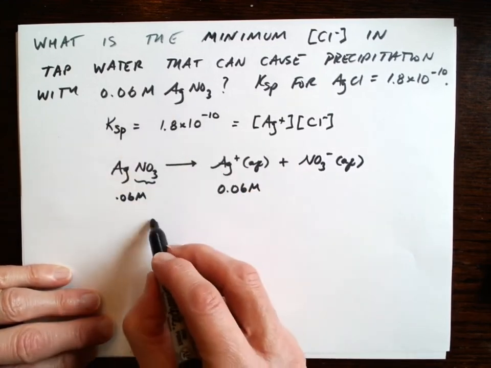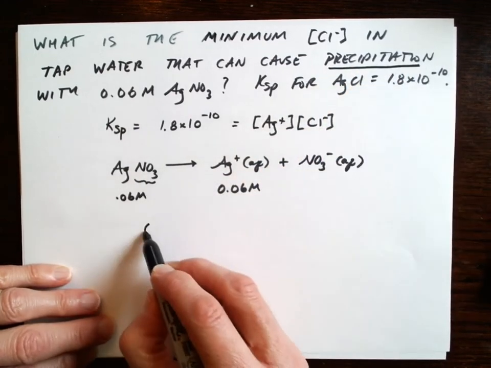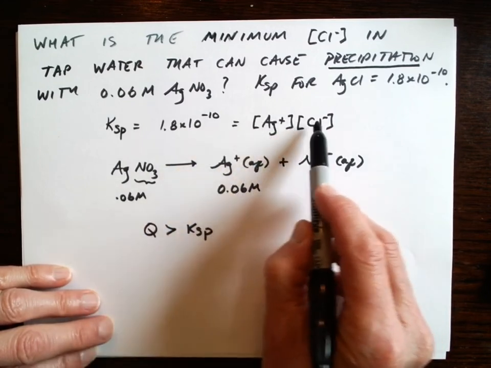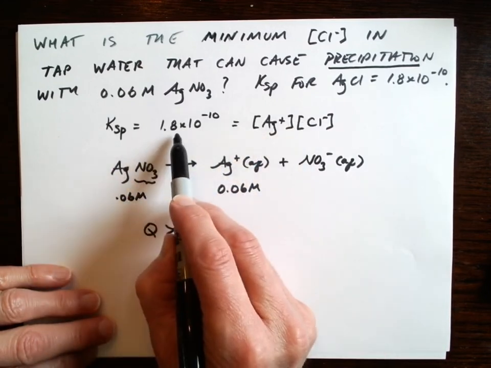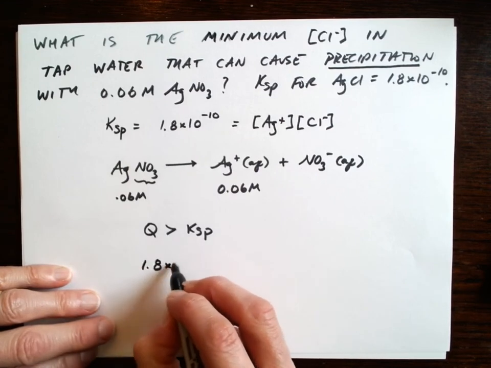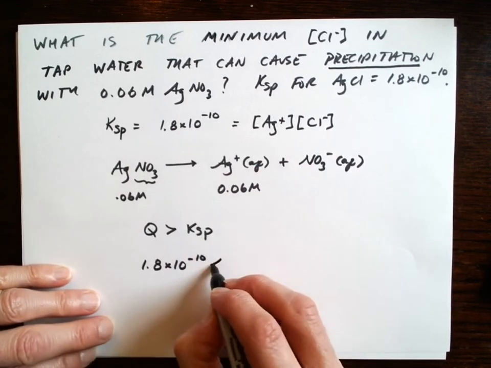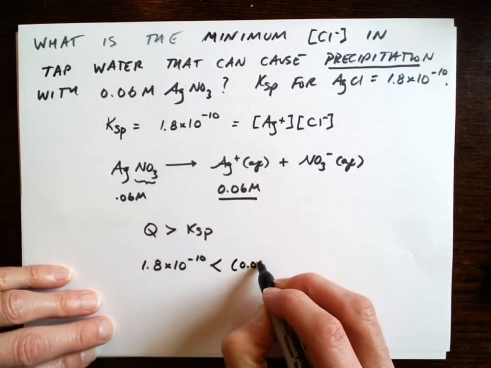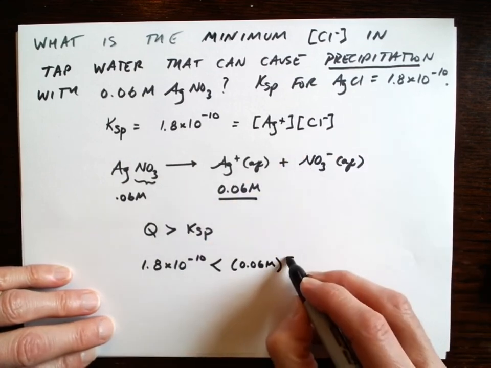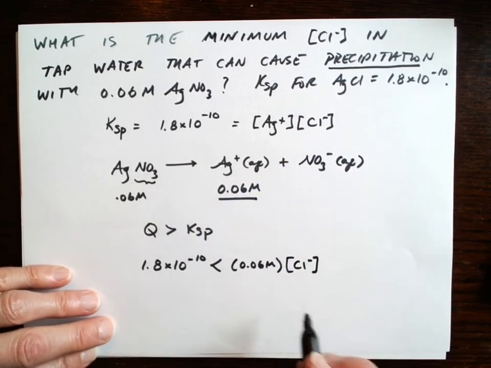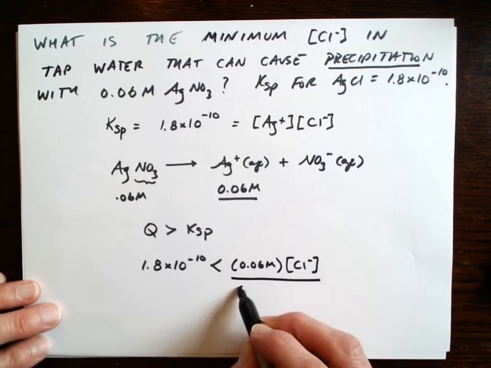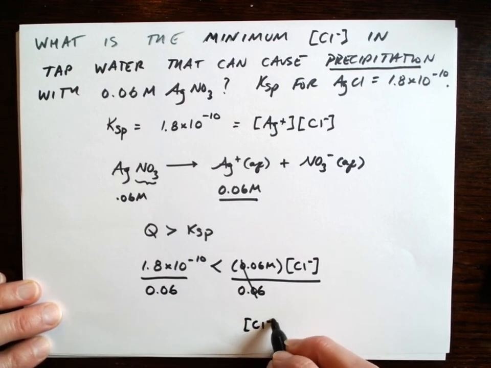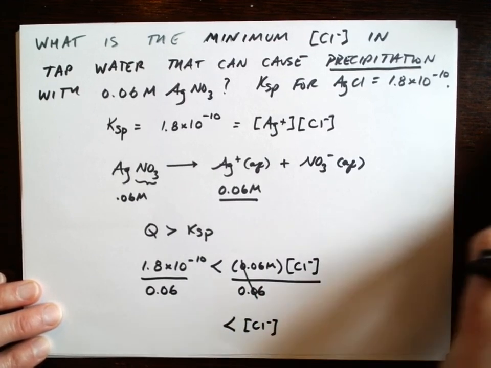Now we know that in order for a precipitate to form, we're going to need Q to be greater than KSP. So we need this product to be greater than 1.8 times 10 to the negative 10. This has got to be greater, and I know my silver ion concentration is given to me. That's going to be 0.06 molar times a certain chloride concentration that we're looking for that will cause precipitation. We're just going to divide both sides by 0.06, and this will give us the chloride concentration that needs to be exceeded in order to cause a precipitate.